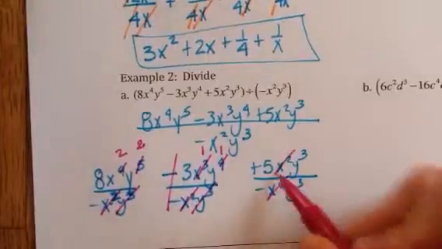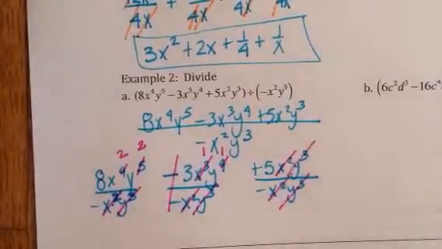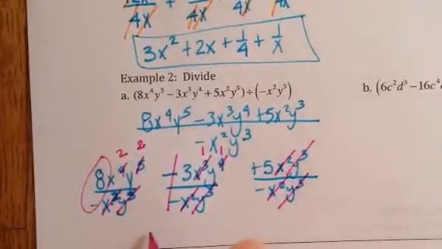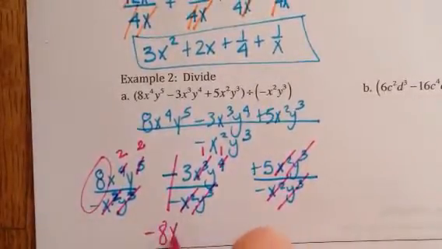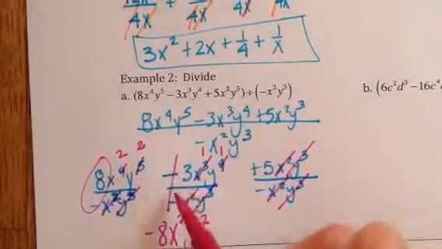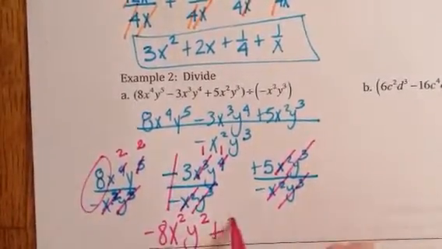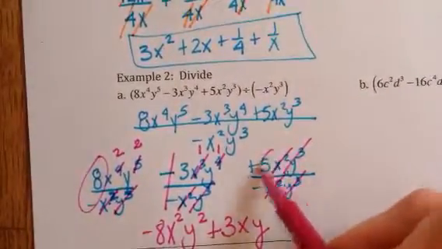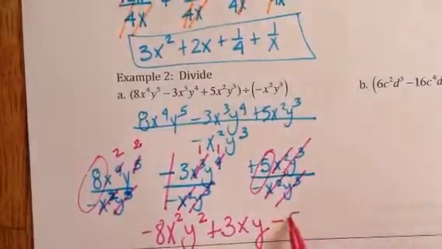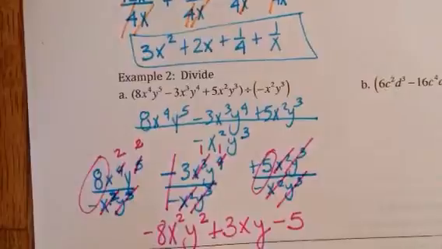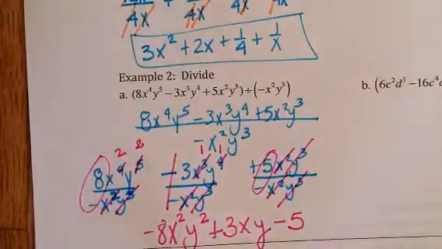Here, all of my x's cancel out. All of my y's cancel out. So here I have 8 divided by negative 1, which would be negative 8. I have an x squared remaining, and I have a y squared remaining. Here, my negatives cancel out, so I'm left with a positive 3, an x, and a y. Here, 5 divided by a negative would be a negative 5, and all my x's and y's cancel out. Okay, so that's with a monomial.